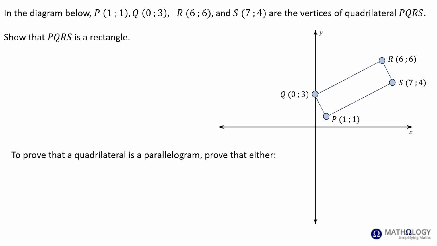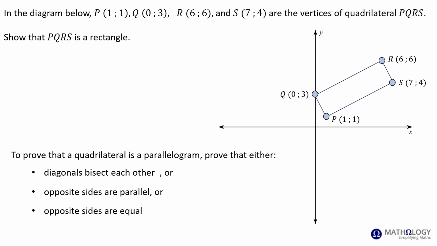The easiest way to prove that a quadrilateral is a parallelogram is to show that the diagonals of the quadrilateral bisect each other. In other words, show that the midpoint of both diagonals is the same point. We can also prove that opposite sides are parallel, or that opposite sides are equal, to show that a quadrilateral is a parallelogram, but working with the diagonals is by far the quickest method.